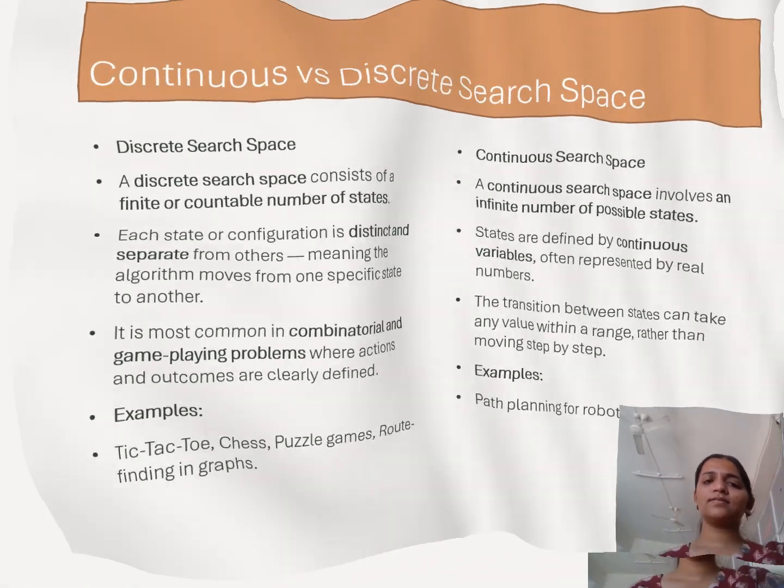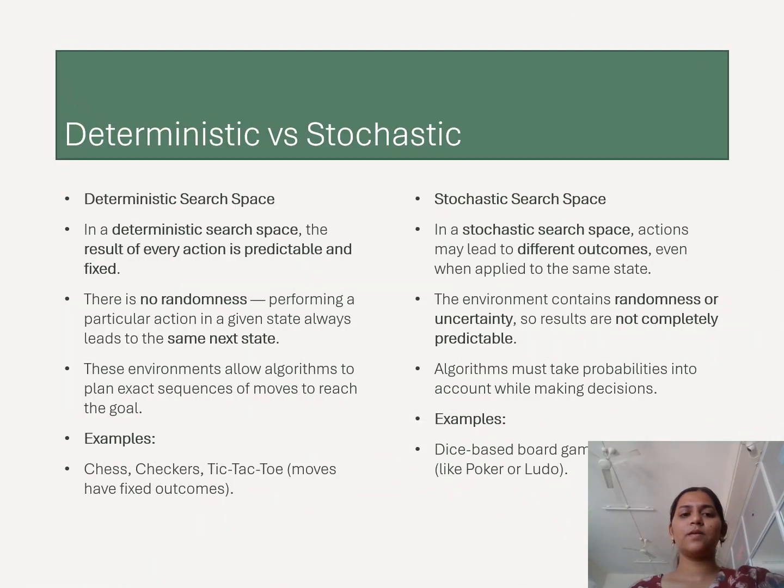Next is deterministic and stochastic. Deterministic search space: the result of every action is predictable and fixed. There is no randomness; performing a particular action in a given state always leads to the same next state. This environment allows the algorithm to plan the exact sequence of moves to reach the goal. For example, chess, checkers, tic-tac-toe, where moves have fixed outcomes.